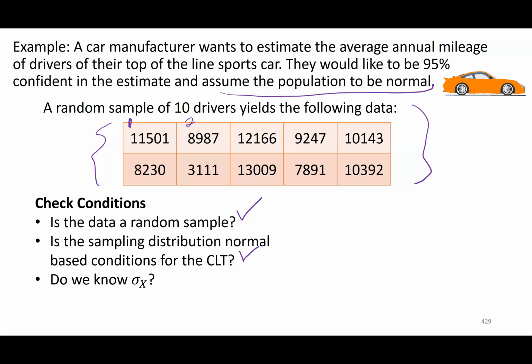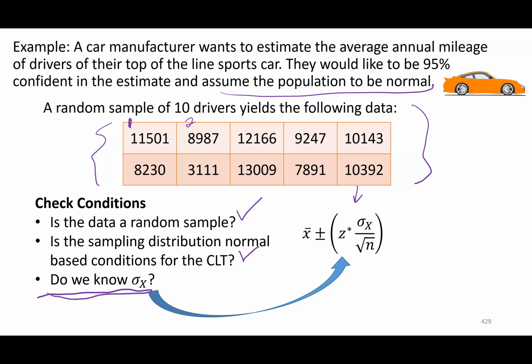But then, do we know sigma? Do we know how it's spread in the population? Because if we want to calculate a confidence interval, this would be our equation here. But if we don't know sigma, we can't plug in sigma. So the idea is if you don't know sigma, you shouldn't be using a z star. No sigma, no z star.